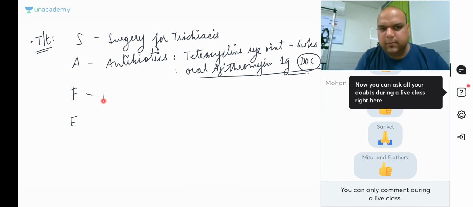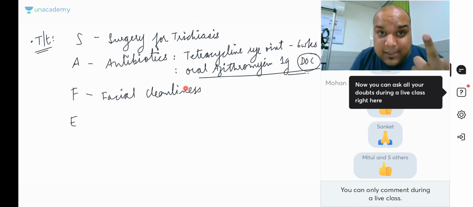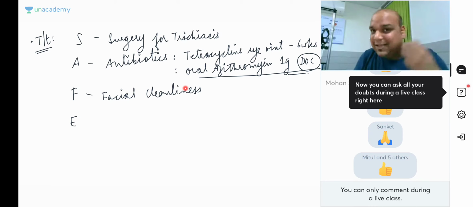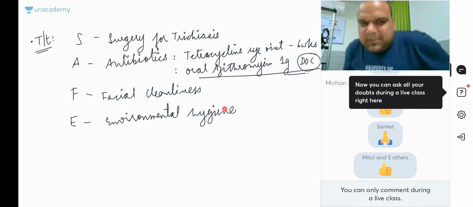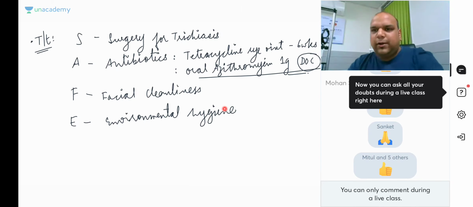Then F for facial cleanliness. Why facial cleanliness? I hope you understand. The transmission is by the 3 Fs, so if we keep our eyes and face clean, the transmission is stopped. And E for environmental hygiene. Again, if there is environmental hygiene, the flies will not be there. So this is the SAFE strategy for treatment of trachoma. Okay, everybody, done. No confusion about it.